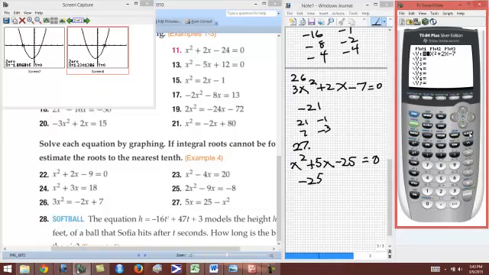So y equals, I'm going to put in x squared plus 5x minus 25. Now, let's double check. X squared plus 5x minus 25. Okay, this is for number 27. And let's do a zoom standard, 6, see what it looks like. Okay. All right, we can work with this. This will be all right. Looks like these are pretty close.